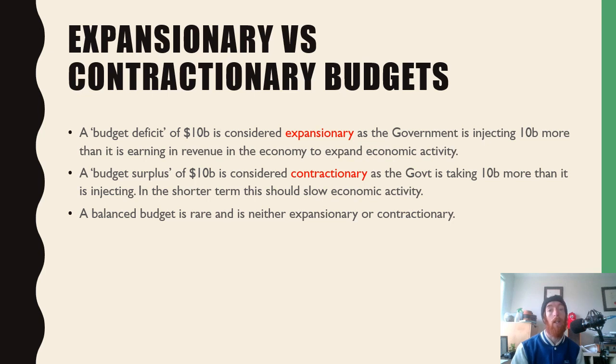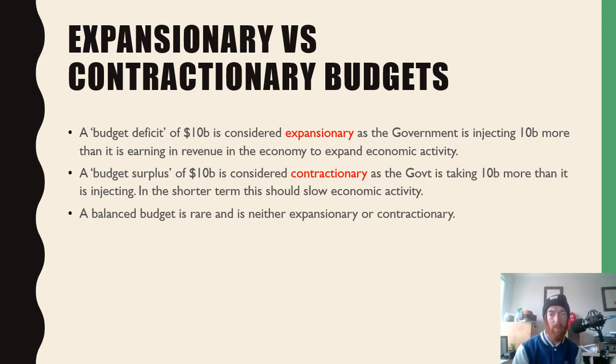So that usually means we've got to borrow money from somewhere to finance that, but it is expansionary because it's trying to stimulate economic activity. Any surplus is considered contractionary, as the government is taking 10 billion, in this case 10 billion more than it's injecting, and in the shorter term should slow down economic activity. A balanced budget tends to be rare and is neither expansionary or contractionary.